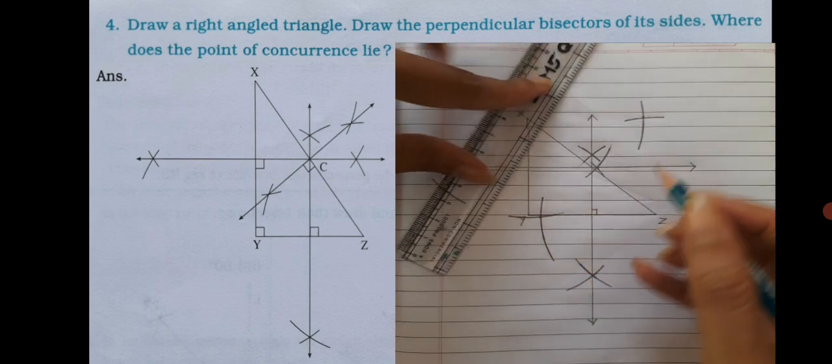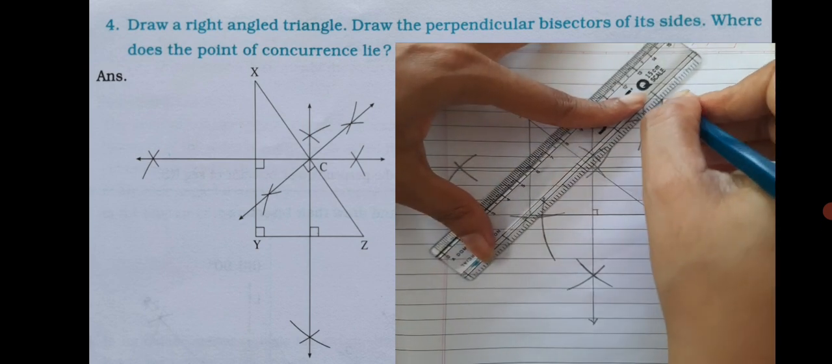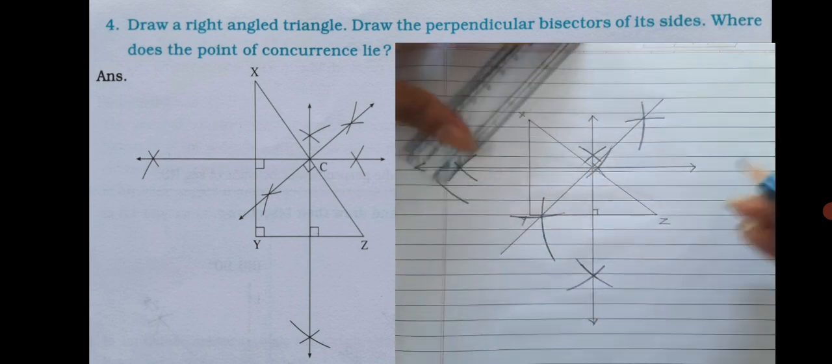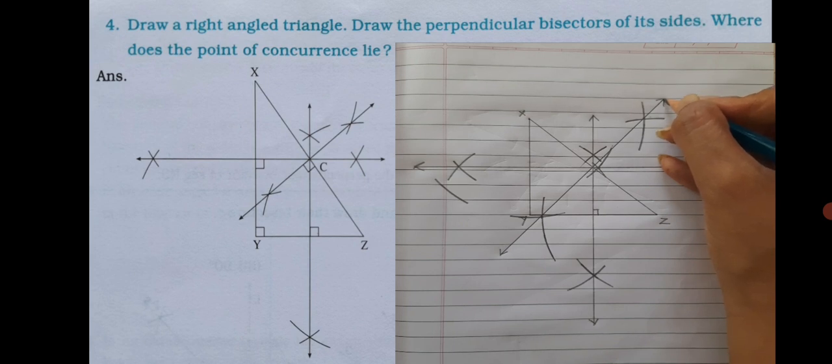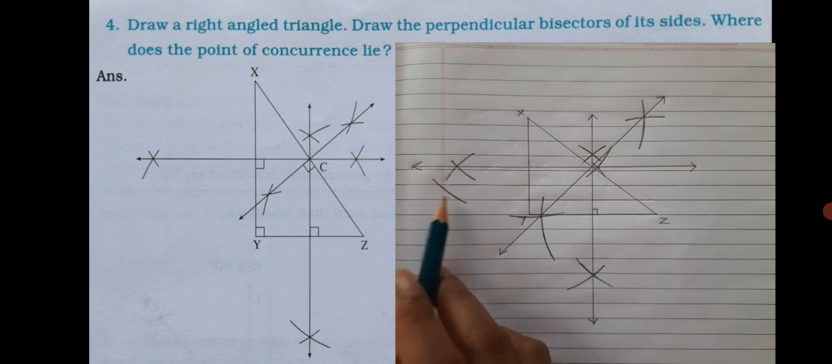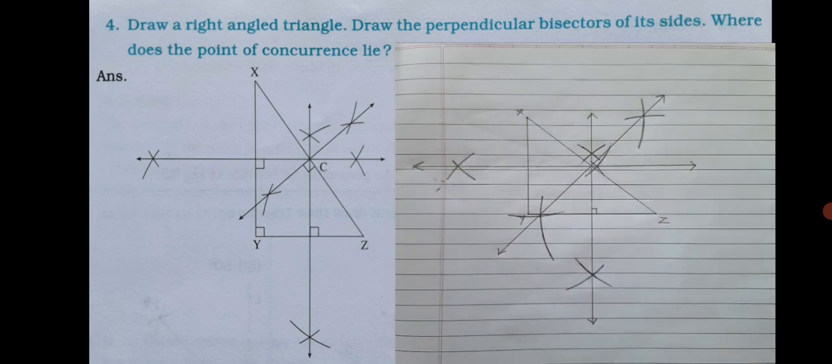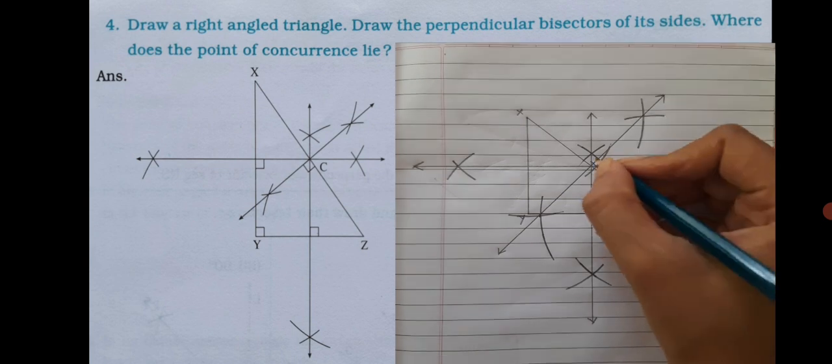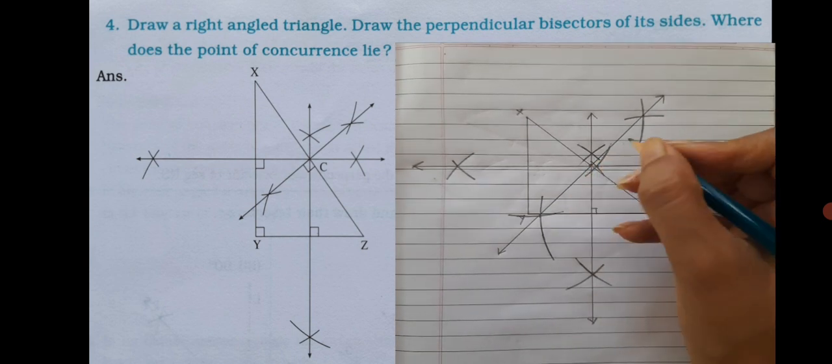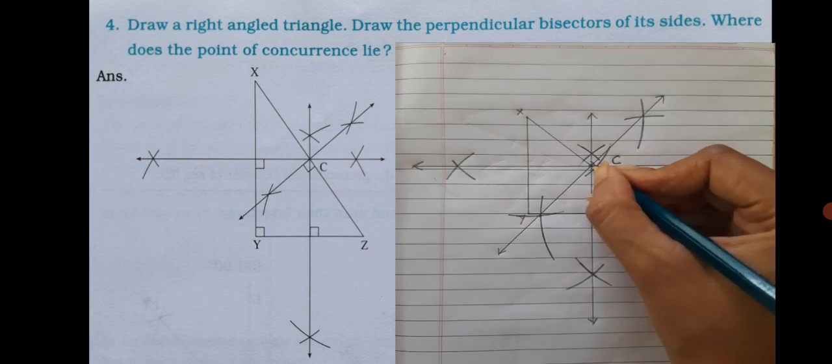So you have to be careful enough to see that your arcs meet each other, and these points of intersection we will join with the help of a scale. And this is how we got the perpendicular bisector for seg XZ. So the extra arc, I'm going to rub it. It did not get intersected at all. Instead, you had to bring your compass even more down. So without shifting the distance, draw proper arcs, and you got the point of intersection exactly on the hypotenuse, and we name it as point C.